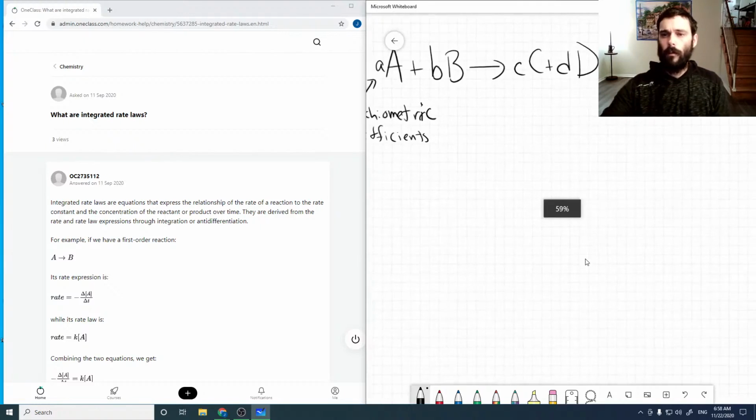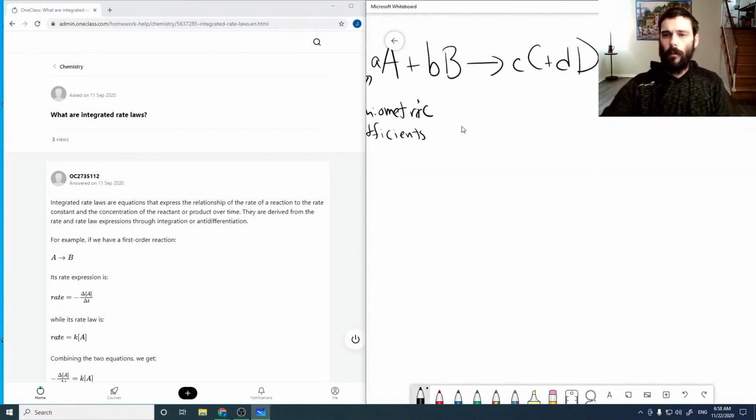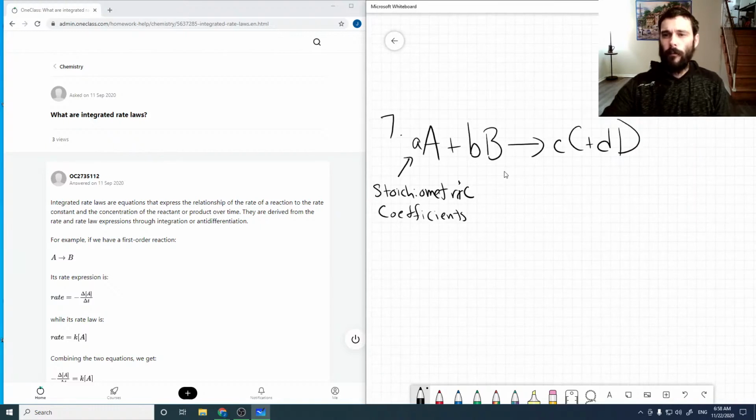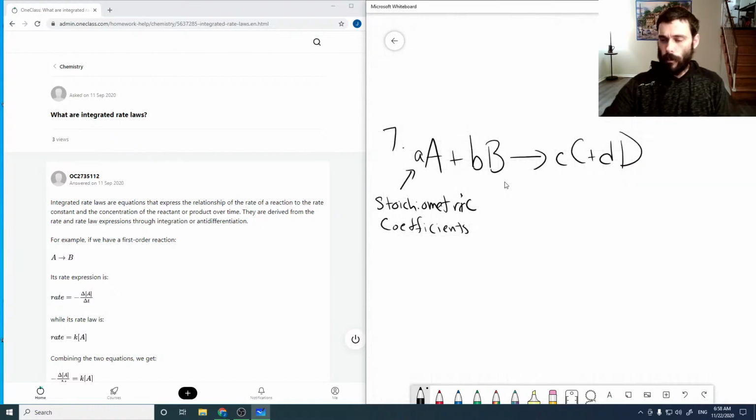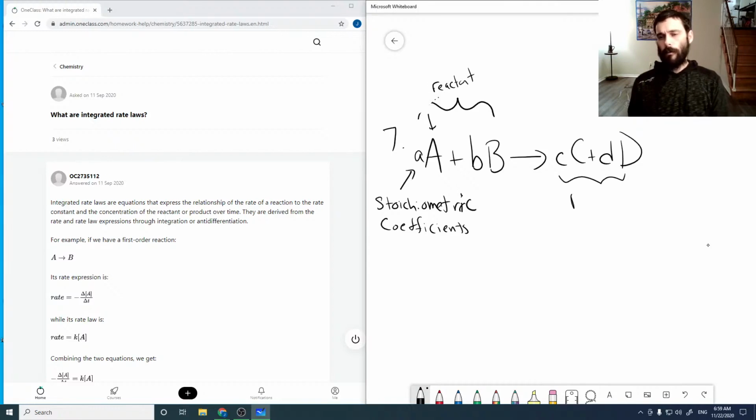So those are our coefficients, and these would be our elements, or our compounds, or whatever our reactant species are. So reactants, not elements. So these will be our reactant species, and these will be our product species.